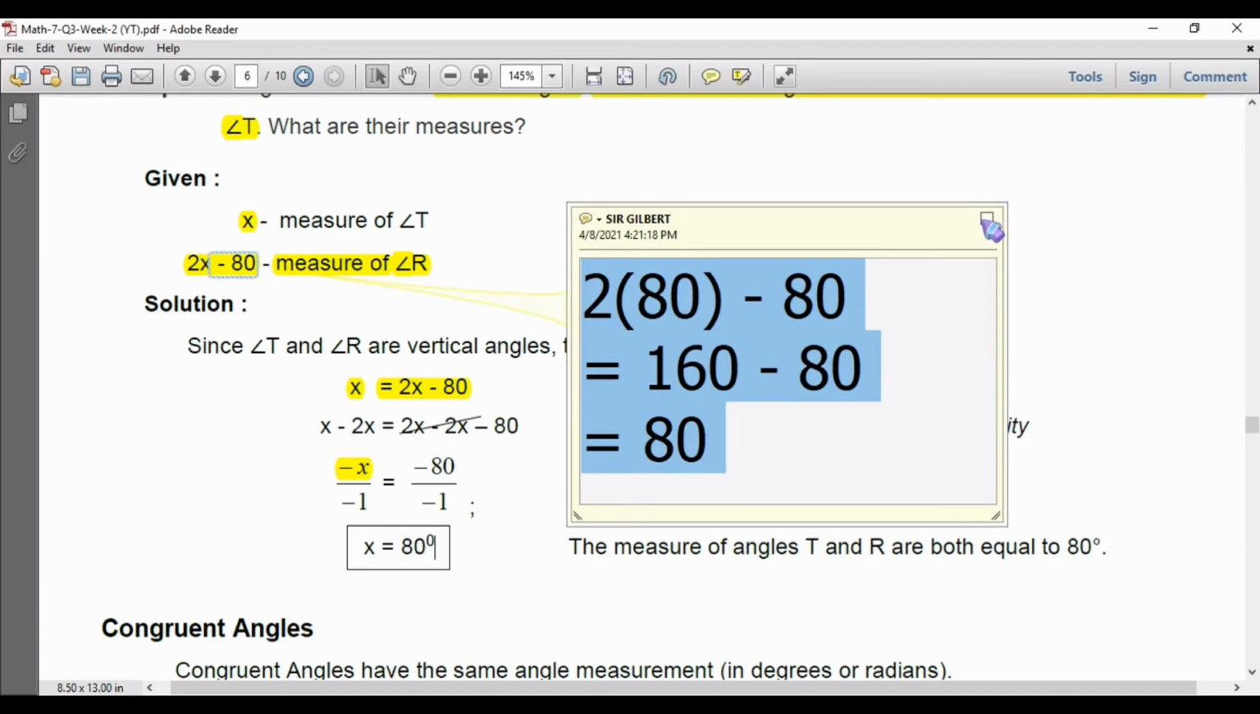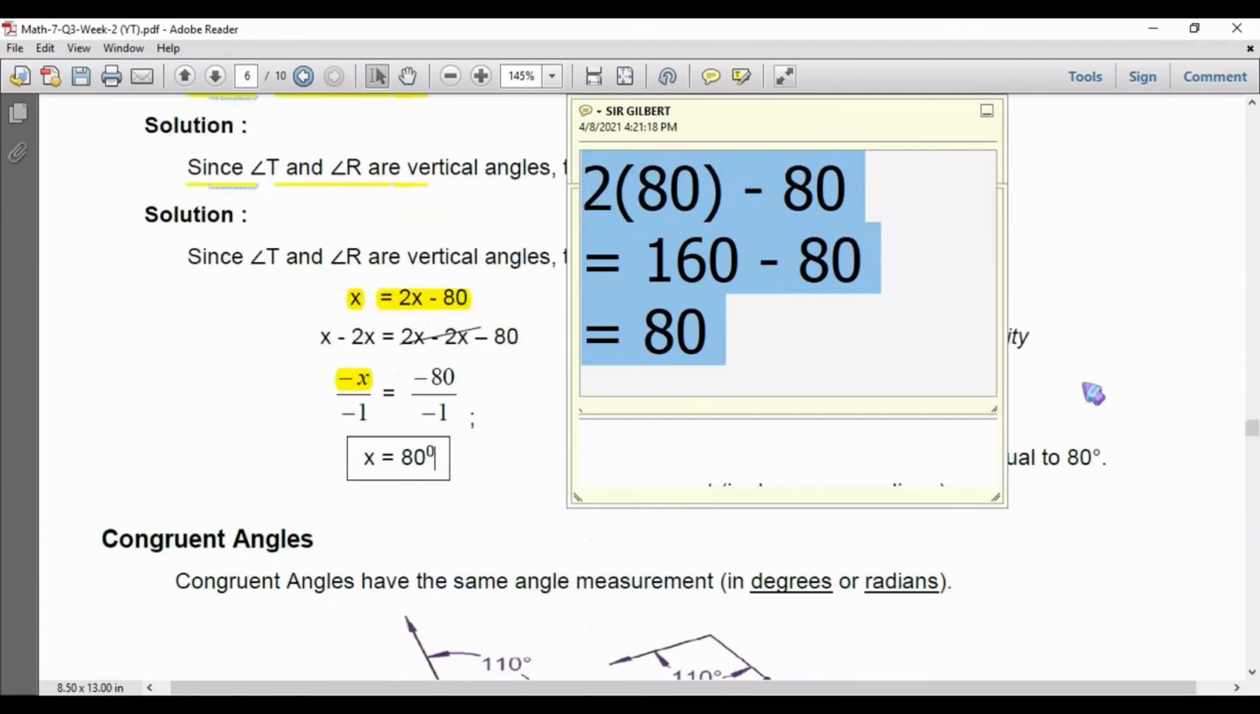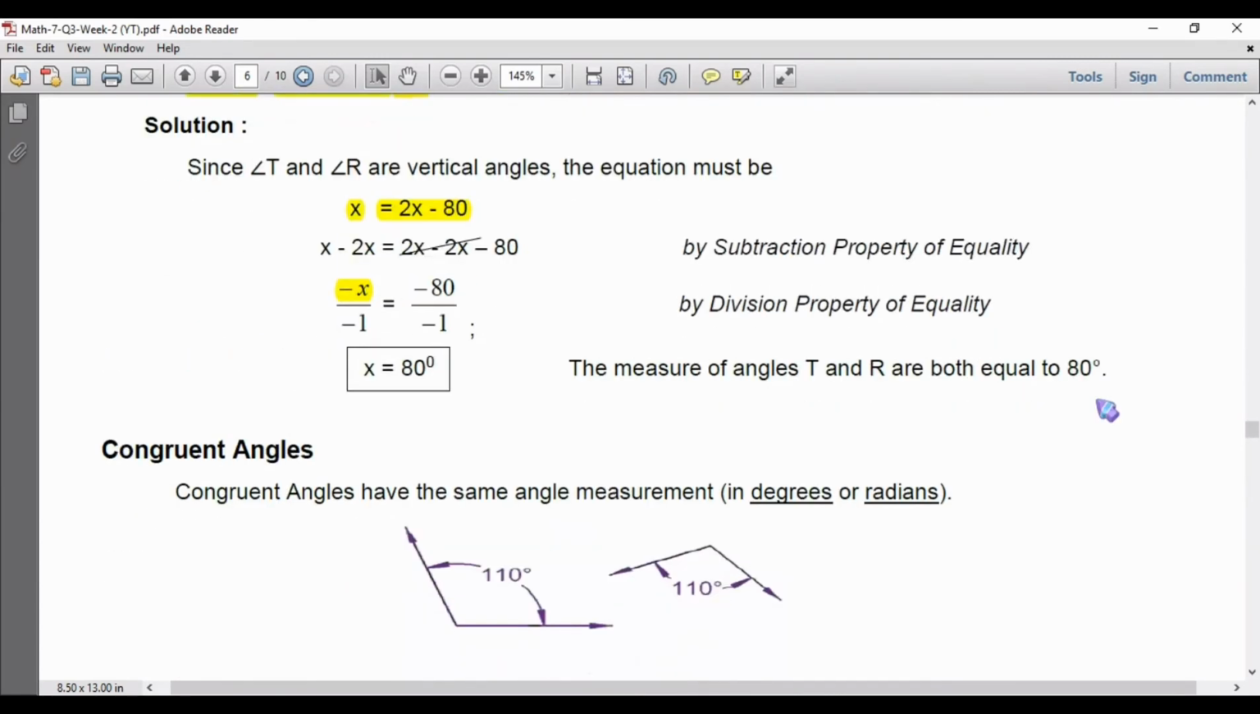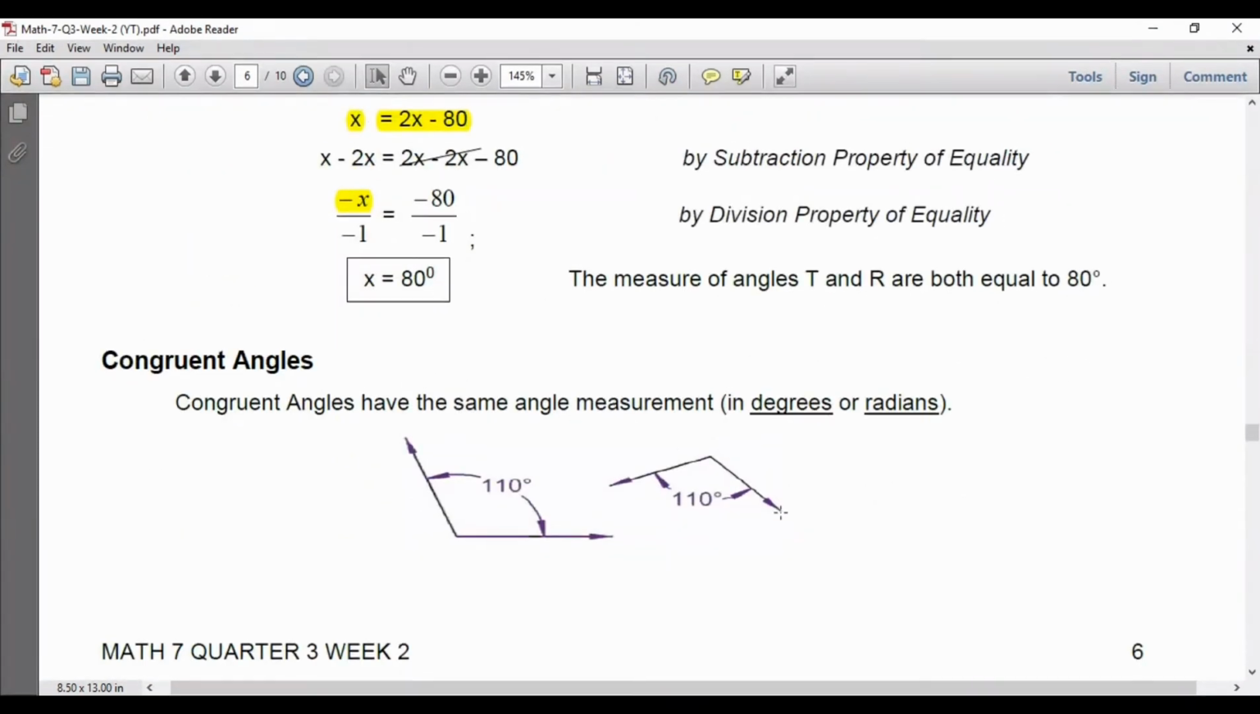Let's have another example, another pair of angles: congruent angles. Congruent angles have the same angle measurement. So when angles are congruent, they have the same angle measure.